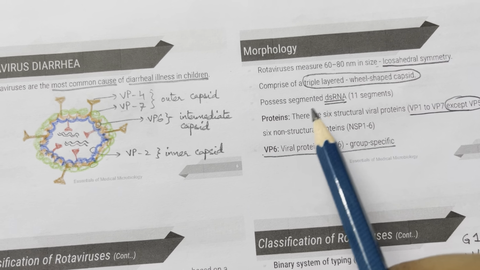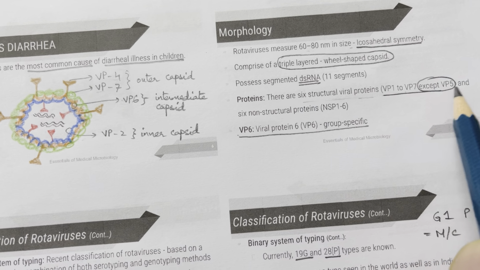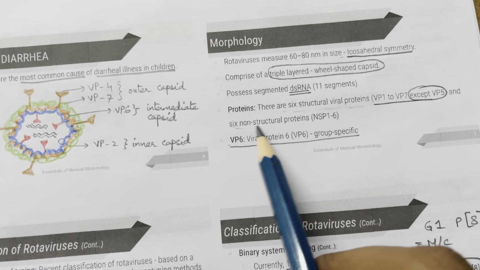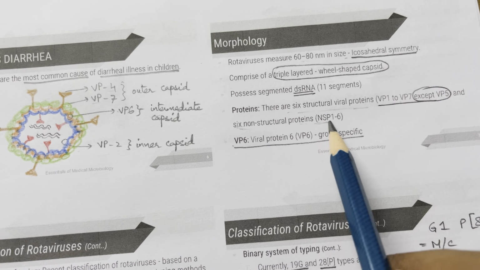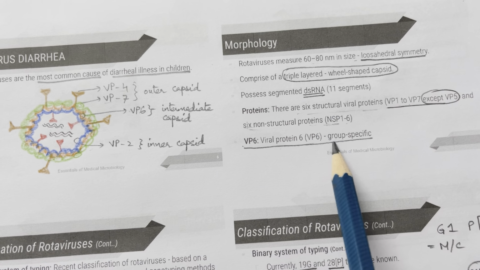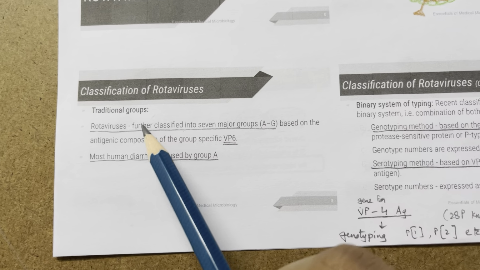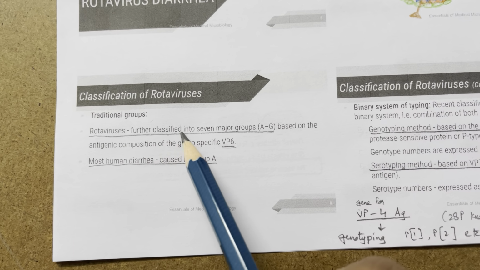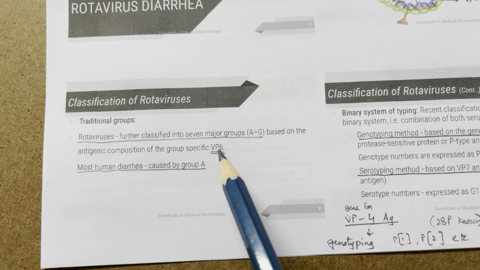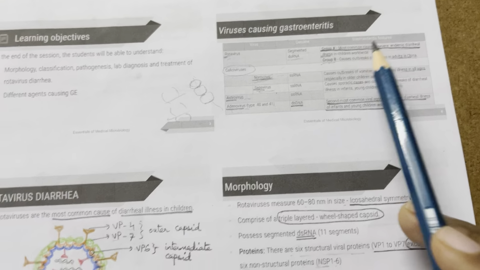So the proteins, there are 6 structural proteins, VP1 to VP7 except VP5, and 6 non-structural proteins, NSP1 to 6. So VP6, viral protein 6, is group specific. So classification, based on the traditional grouping, rotaviruses are further classified into 7 major groups, A to G, based on the antigenic composition of VP6. Most human diarrhea is caused by group A, as we already discussed here.